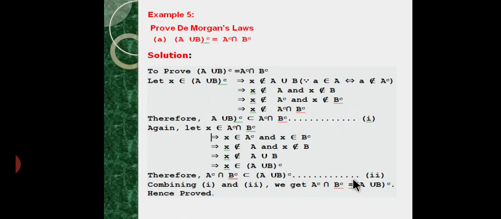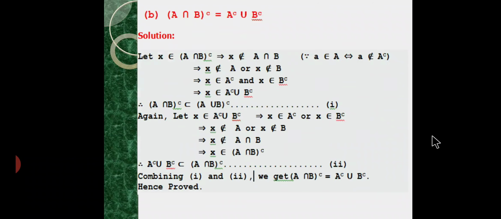So let it be equation 2. From 1 and 2 we get A complement intersection B complement is equal to A union B whole complement. This law is called De Morgan's law. Okay, hence proved. So A intersection B whole complement is equal to A complement union B complement.